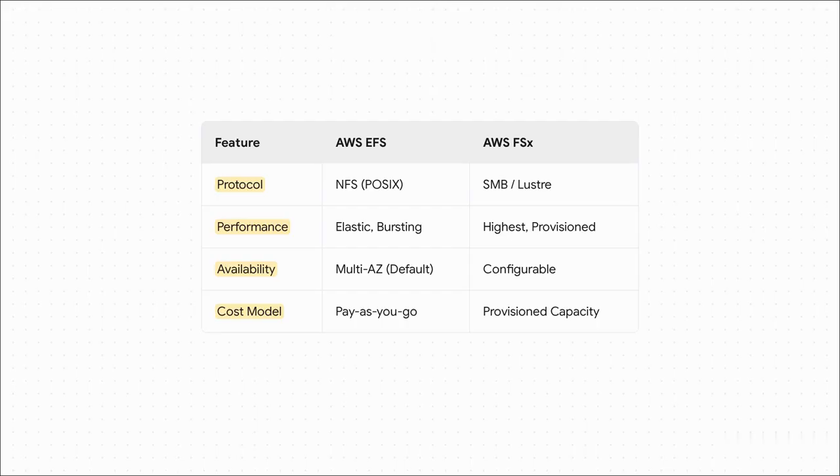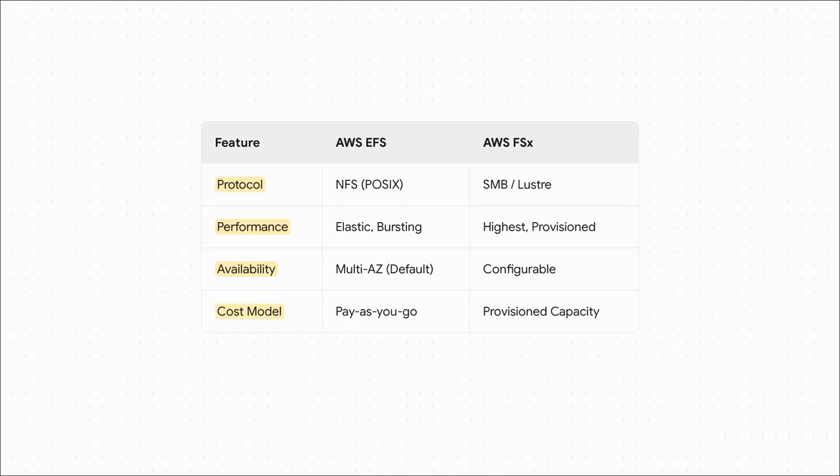Next, performance. EFS is awesome for general-purpose stuff, especially workloads that are kind of spiky. FSx is for when you need that consistent, eye-watering speed that you can configure up front. We're talking sub-millisecond latency. Third is availability. EFS makes this super easy. It's highly available across multiple AZs right out of the box. With FSx, you can get the exact same thing, you just have to choose that option when you set it up.